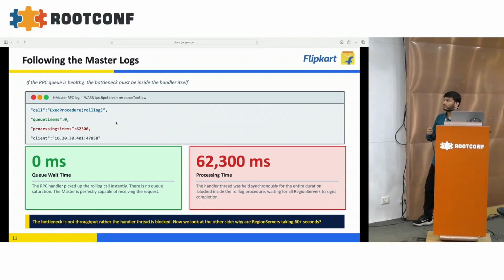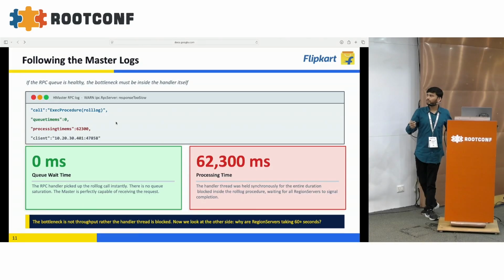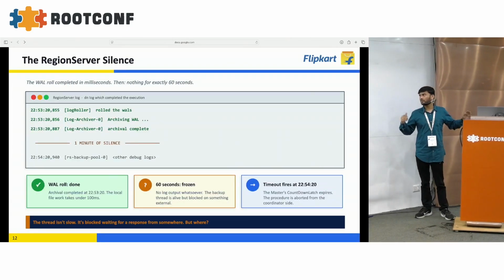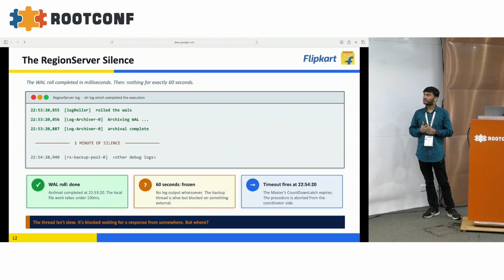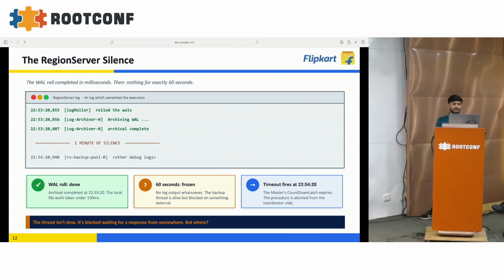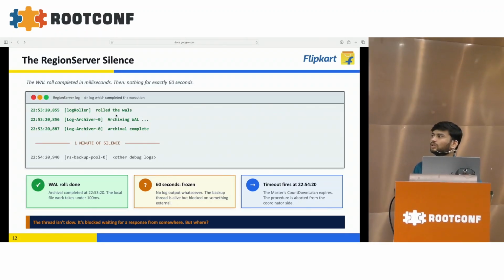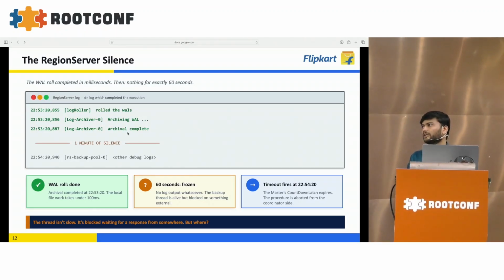Then we checked the region server logs. The region servers are the main worker nodes which execute the rolling of the WALs. That's where the interesting logs came up, telling us that the rolling of the WAL actually succeeded. It says roll WALs, archiving and archival completed.